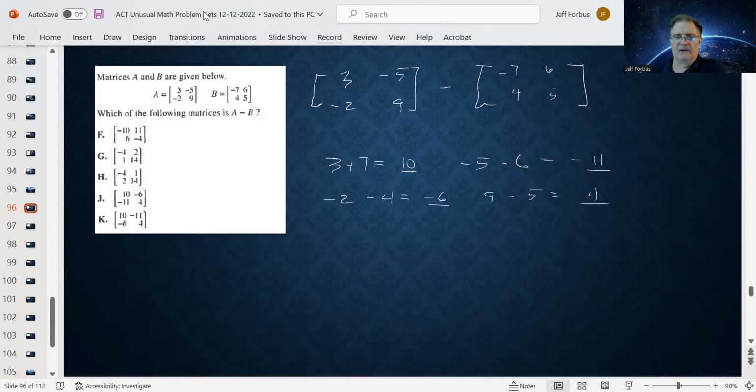Okay. Now, we've got a matrix here. We've got a 10. We've got a -6. We've got a -11. And we've got a 4. Now, which one of these matches our answer choices over there? 10, -11, -6, and 4, which is answer choice K. All right, let's move on to the next one.